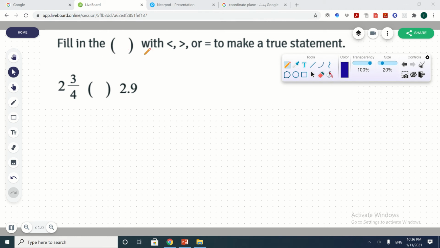Fill in the brackets with less than, greater than or equal to make a true statement. عشان نحلها بطريقة صحيحة، لو تلاحظون we have two kinds of numbers. We have a decimal and a mixed number. In this case we will change this mixed number to be a decimal. In the last lesson، في الدرس السابق تعلمنا كيف نحول. We learned how to convert from fraction to decimal or from mixed number to decimal.